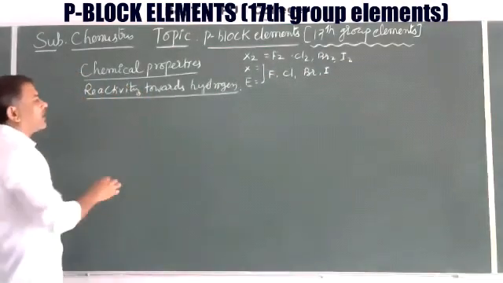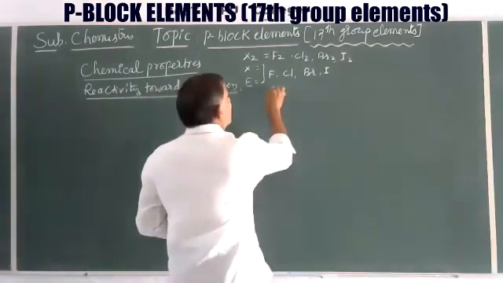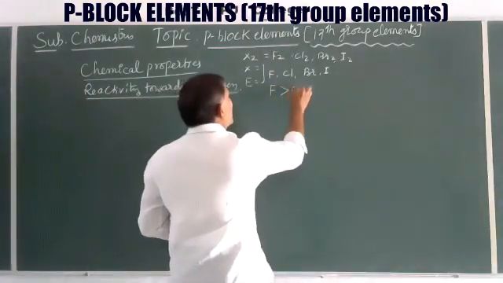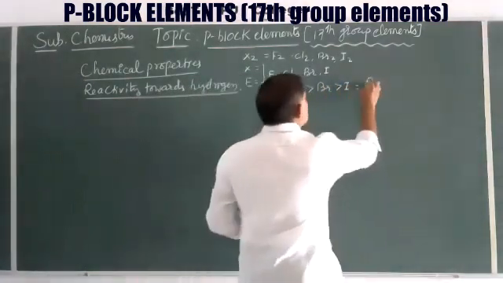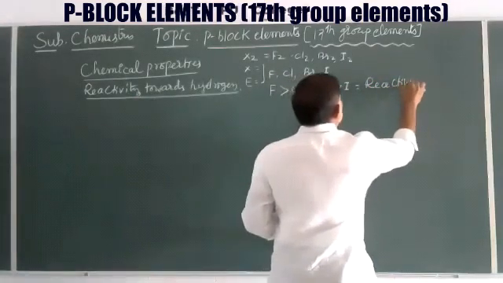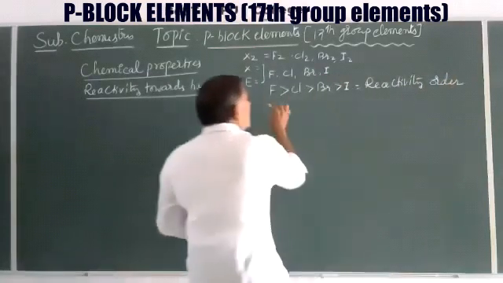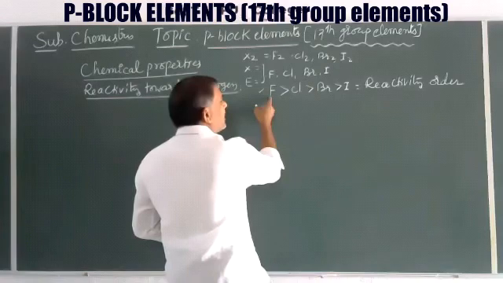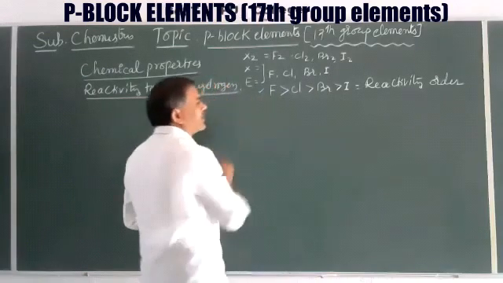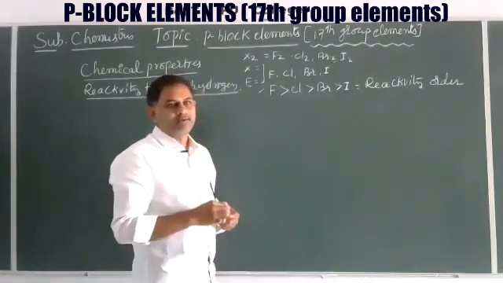So, here the reactivity of halogens is already given to you. Fluorine is more reactive than chlorine, than bromine, than iodine. This is the reactivity order. Due to its high electronegativity, high ionization energy, and the presence of 7 valence electrons, fluorine is ready to react. Its reactivity is more compared to chlorine, bromine, iodine.